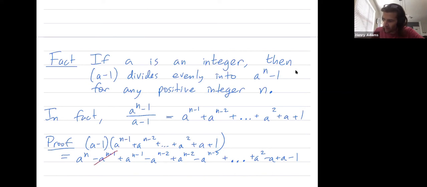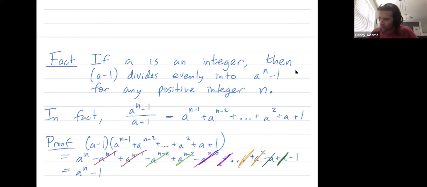So this A to the n minus 1 cancels with this plus. This negative A to the n minus 1 cancels with this plus A to the n minus 1. And this negative A to the n minus 2 cancels with this plus A to the n minus 2. And there's a hidden plus A to the n minus 3 that cancels right there. And there's a hidden minus A squared that cancels there. And then, okay, this minus A cancels with this plus A. And I just get A to the n minus 1.